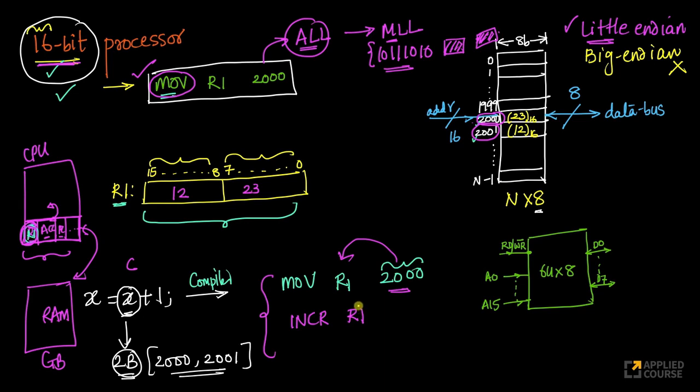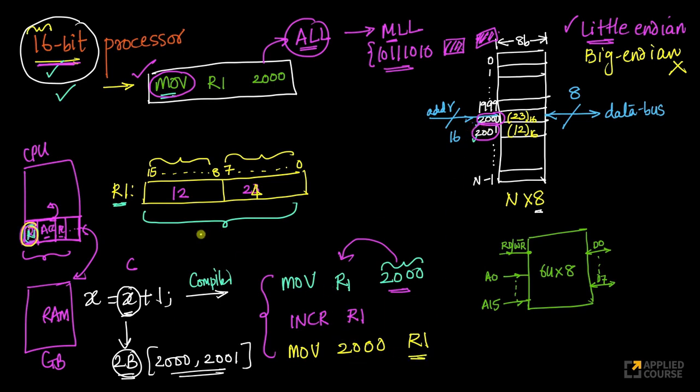So now R1 consists of whatever value was there. Look at this. Your value in R1 was 1223. We incremented it. So this becomes 1224 now. Now what we do is we say move to 2000 from R1. Now what happens? Look at this. Whatever data is stored in R1 is now written back to the address.